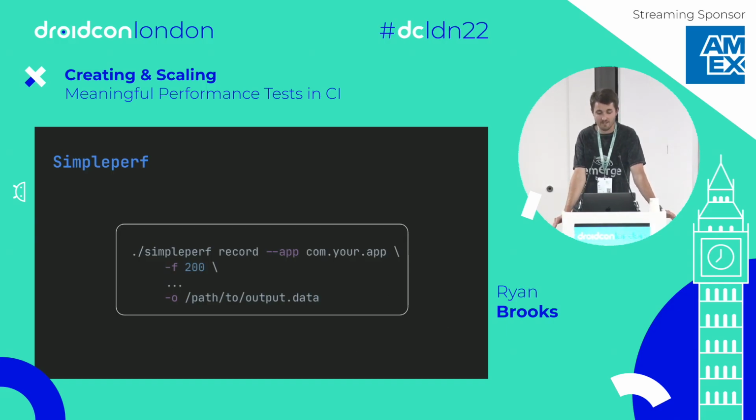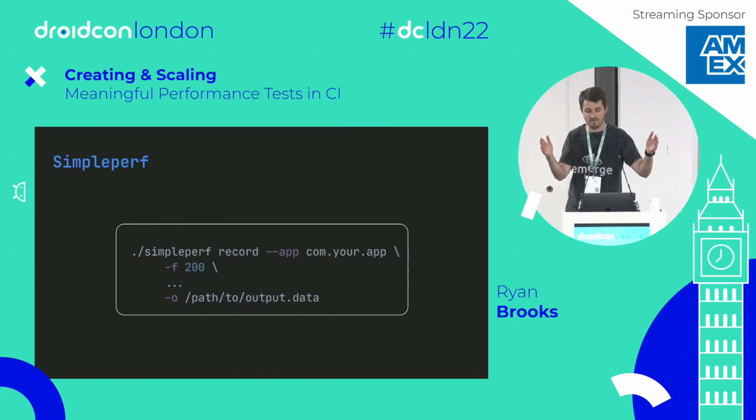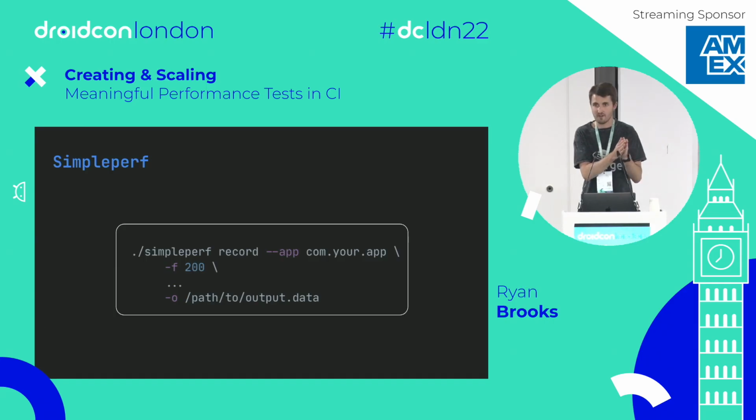And combining the two, we can get the slices from Perfetto with clear start and stop timestamps, and then we can also get the samples from SimplePerf. So all the methods that we were calling in our app, like the Java code or the Kotlin code directly, and we can assemble a full picture of what's occurring in our app at any given time.